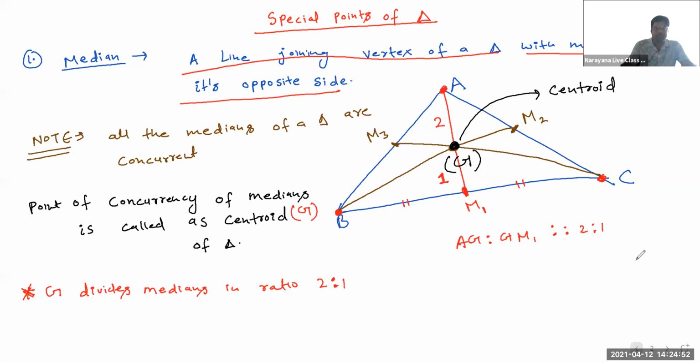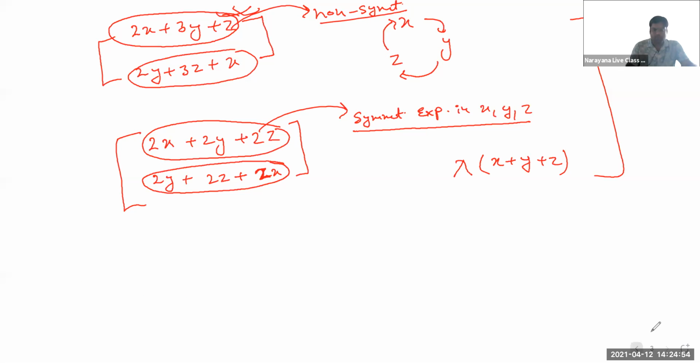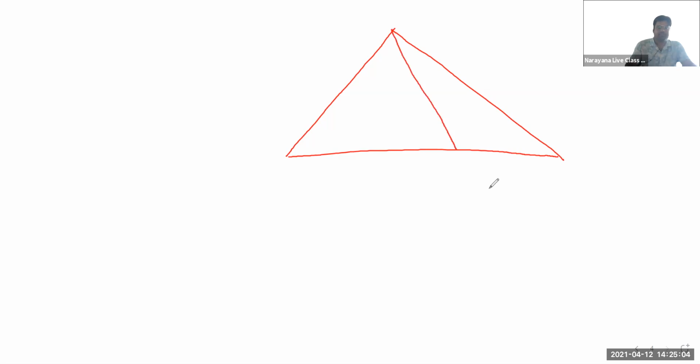Why am I teaching this? Because how do you come to know that G will divide, let's say, how can anybody understand that G is the centroid and AM1 is the median? So how can you say that this is 2:1? To know this is 2:1, you can take this as lambda is to 1. Okay, you can take this as lambda is to 1.